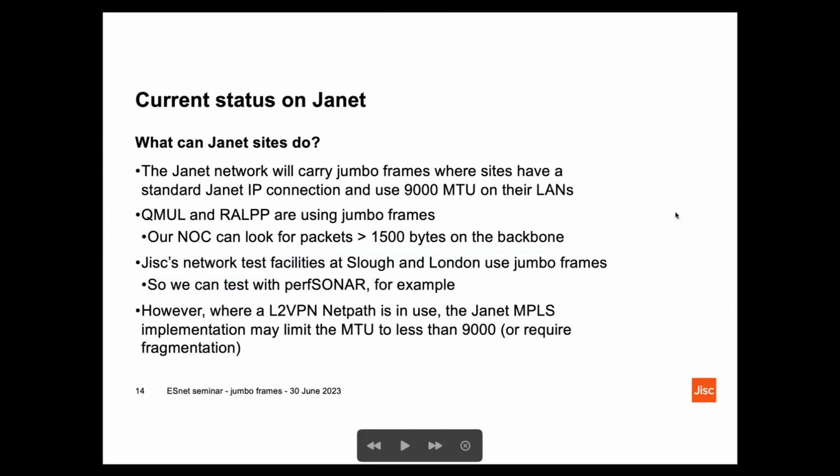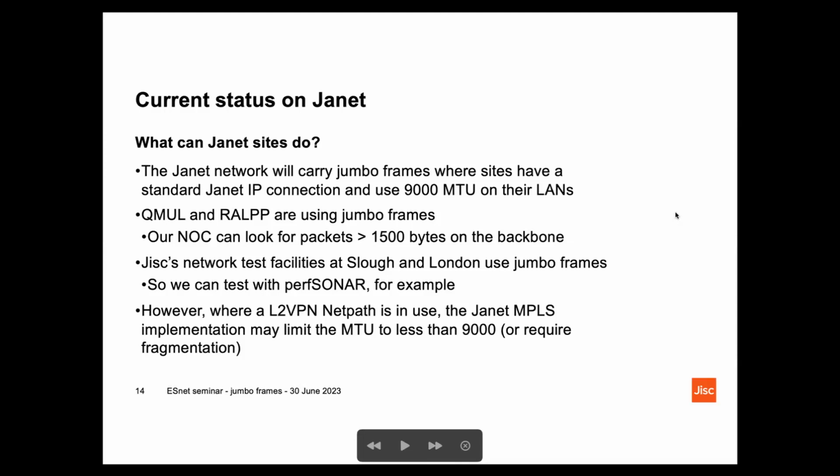The status on Janet: if one of our connected sites has a standard IP connection to Janet and they use 9000 MTU on their LANs, that will just work. We have enough overhead for that. The corner case is where we're doing layer 2 VPNs with what we call our NetPath service. That may not work. We need to do some further investigation of that. That's configured that way for historical reasons. That we'll need to look at, but for the default case, for our default connection type, jumbo frames will work.